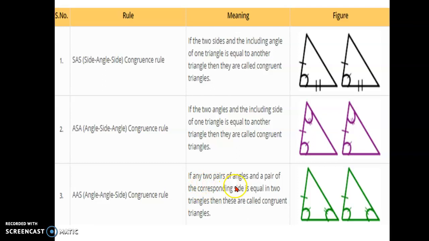If any two pairs of angles and a pair of corresponding sides are equal in two triangles, then these are called congruent triangles. So it's different from the previous rule. Why? Because there, two angles and the side in between these two angles are equal, but here the side is not in between these two angles. Okay, so that's a difference. The angles are here A and S. That's why this rule is called the AAS congruence rule. Then we can say these two triangles are congruent.